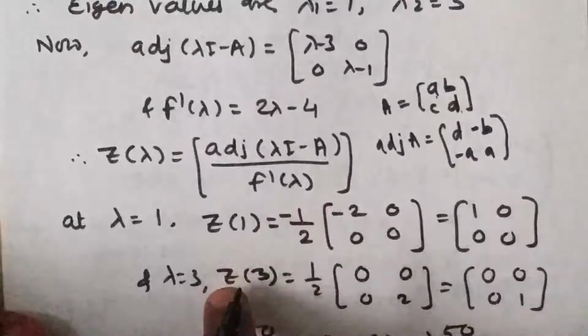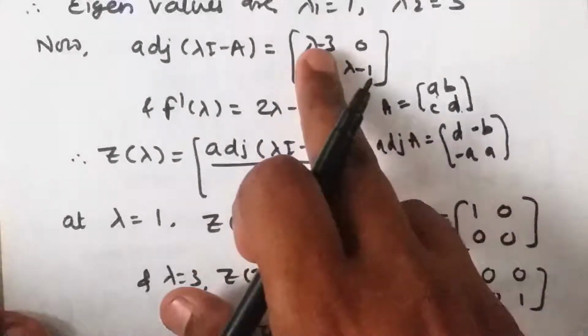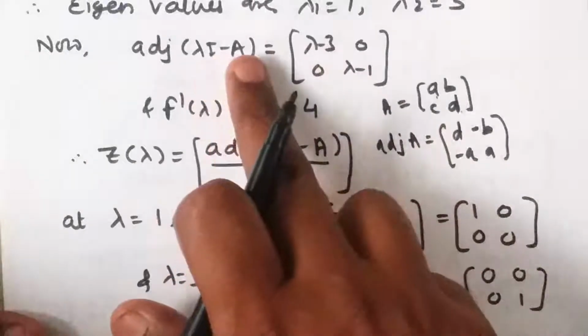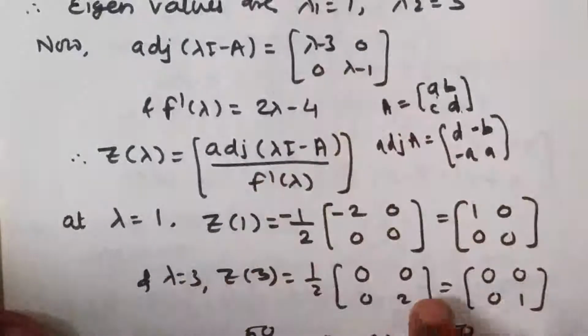Now the same thing we are going to repeat for lambda equal to 3. Put lambda equal to 3 in this equation. So adjoint of lambda I minus A at 3 is 3 minus 3 is 0, 0, 0, 3 minus 1, 2. So we will get this matrix.